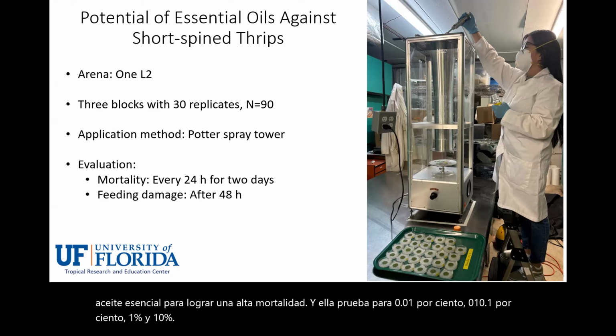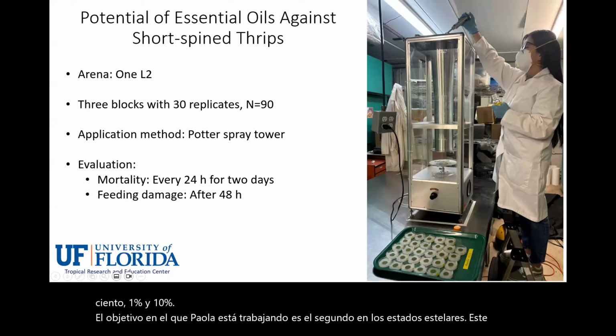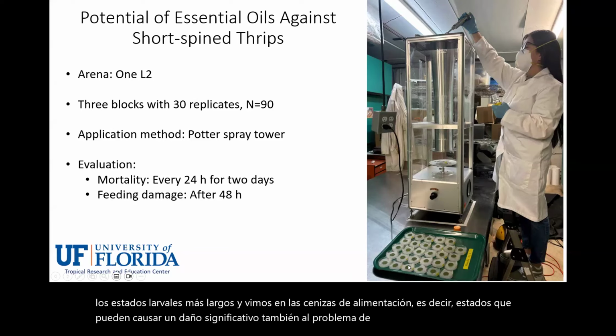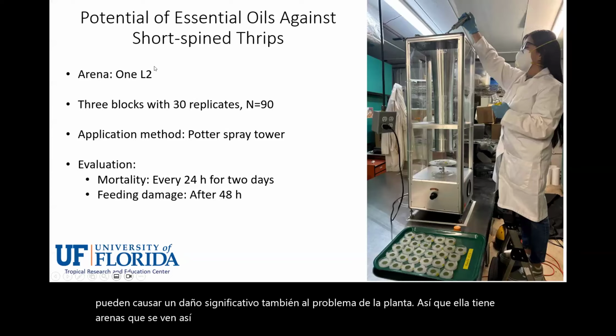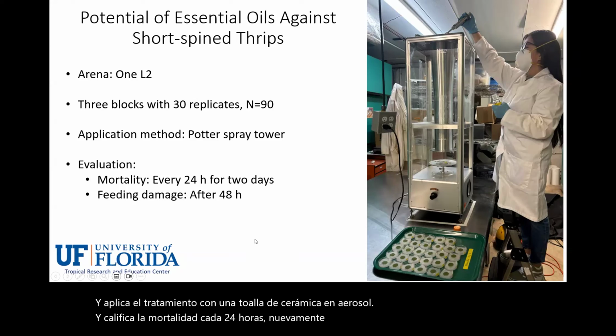The target stage that Paola is working on is the second instar stage. This is the longest larval stage, and we saw from the feeding assays that it is a stage that can cause significant damage also to the plant tissue. So she has arenas that look like this, as you can see in the photo. She places a second instar larva, and she applies the treatment using a spray water tower. And she scores mortality every 24 hours for 2 days, and also assesses the feeding damage.